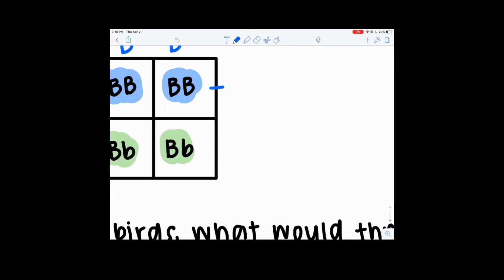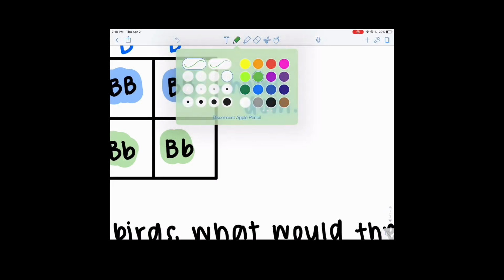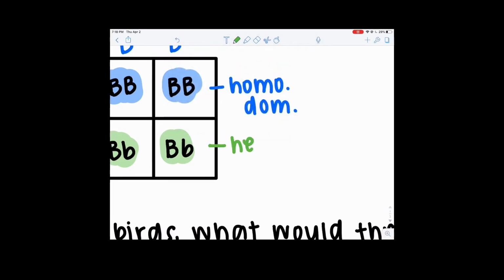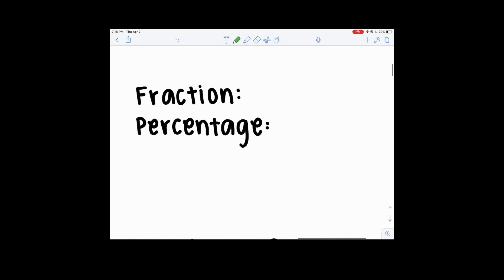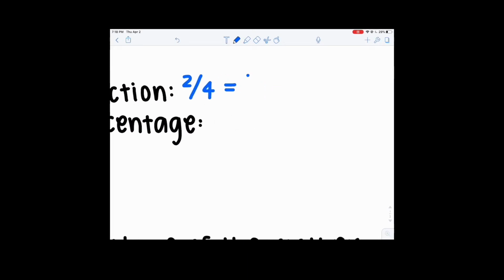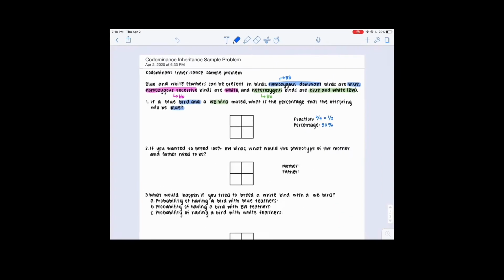And we can just label that over here as homozygous dominant. And we can also label the heterozygous birds. And the question asked what percentage of the offspring would be blue, and we know we have 2 out of 4, or 1/2 of them, that are homozygous dominant BB, and that is equal to 50%.